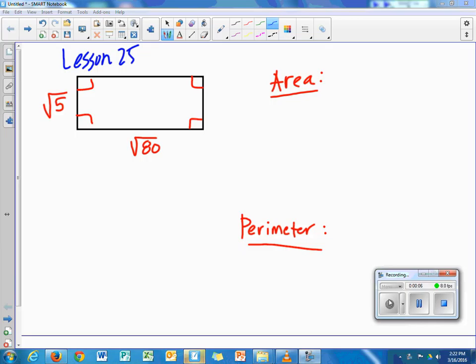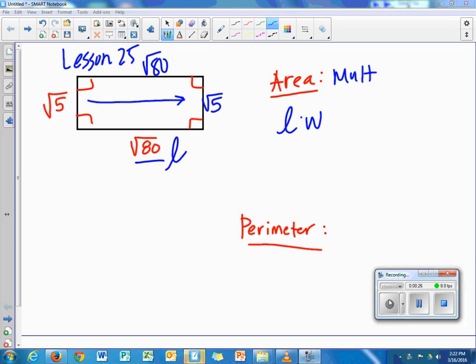We're going to be talking about area and perimeter in terms of radicals. Notice here, if this one here is radical 80, then this also is radical 80 as well. Across from here, this is also radical 5. Area means you need to multiply and find the area by doing length times width. Here's the length, the longest side of a rectangle, and this is the width, the shortest side of a rectangle.